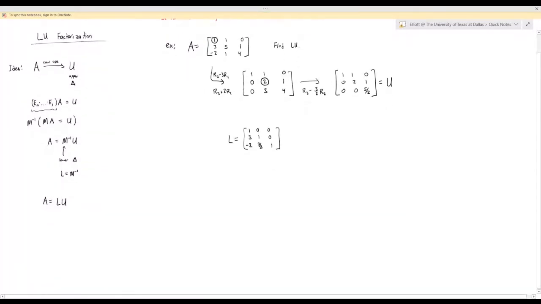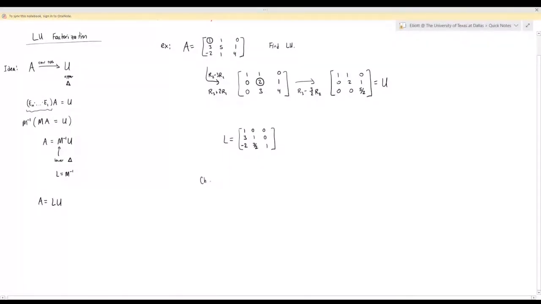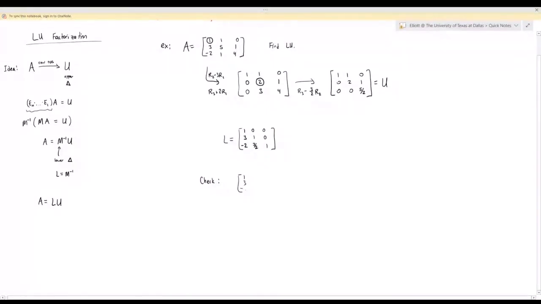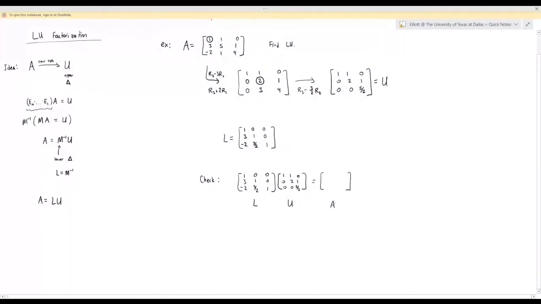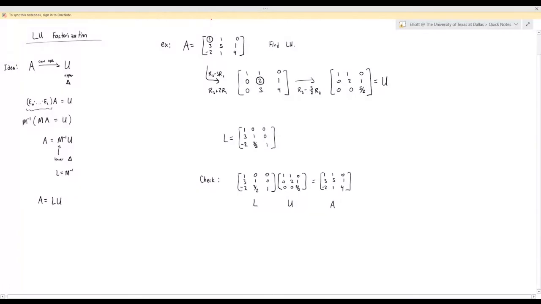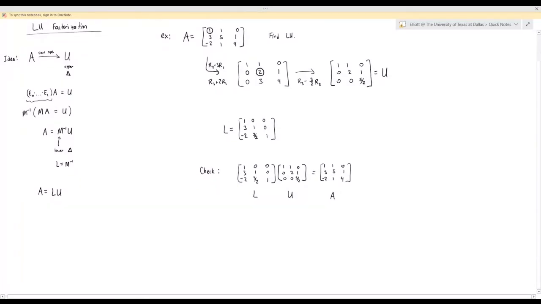Okay. And if you do that, you can check that if you take matrix L and multiply it with matrix U, this product is going to produce the original matrix A. So I'm not going to multiply it out, but if you want, you can maybe pause the video and just check real quick. All right.